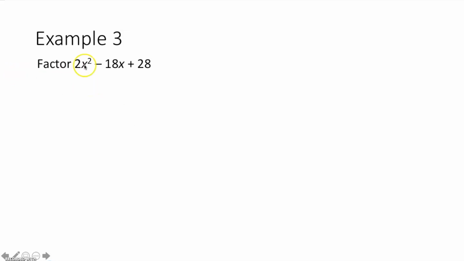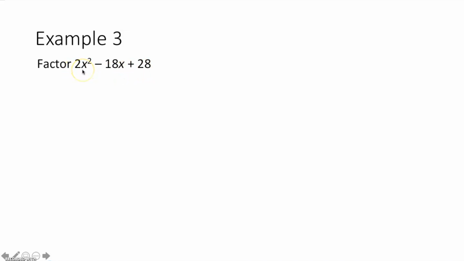Example 3, again, we want to factor. So first thing we're going to do is look for GCF. Is there a greatest common factor? Is there a number that divides into each of these? Yeah, 2 would divide into each of these, right? So what I'm going to do is take out a 2, and then in the parentheses, I'm going to write whatever each of these terms is divided by 2.